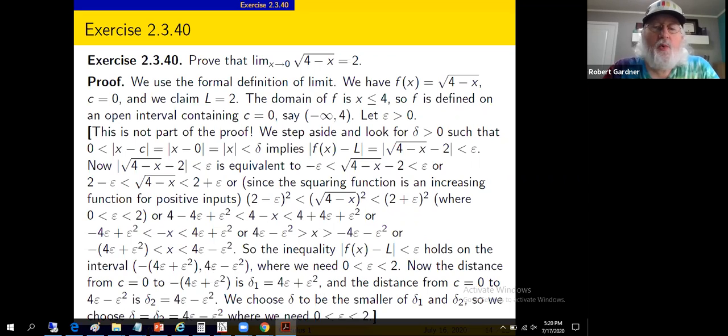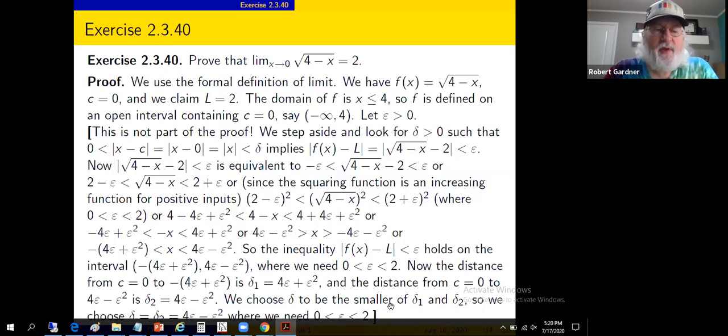All right, we need to choose the smaller of those two. We need to let delta be the smaller of delta 1 and delta 2. Can you tell which one's smaller? Sure can. Remember, epsilon's positive. Here we have 4 epsilon plus epsilon squared, and here we have 4 epsilon minus epsilon squared. Well, delta 2 is the smaller one. Then choose delta equals delta 2 equals 4 epsilon minus epsilon squared. And we need epsilon to be less than 2, or we got stuck somewhere up here when we squared things. End of scratch work.